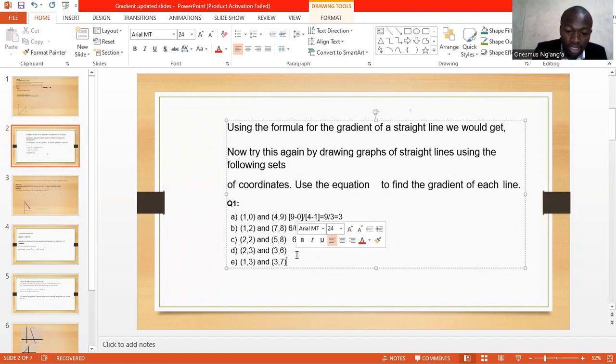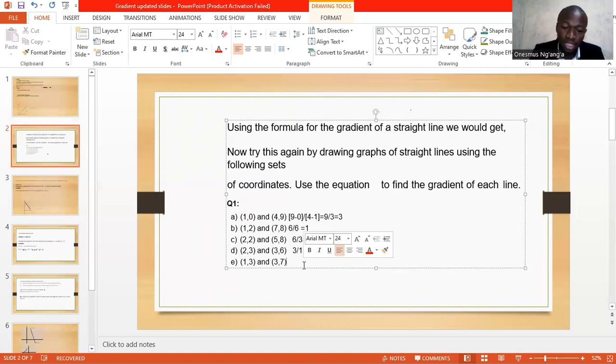So to the next one, D, another example. We'll be having the points 2, 3, and 3, 6. As you can see on the screen, 2, 3, and 3, 6. Change in y, that is 6 minus 3. 6 minus 3 is 3, divided by 3 minus 2, which is 1. So it's 3 divided by 1. You end up getting 3.